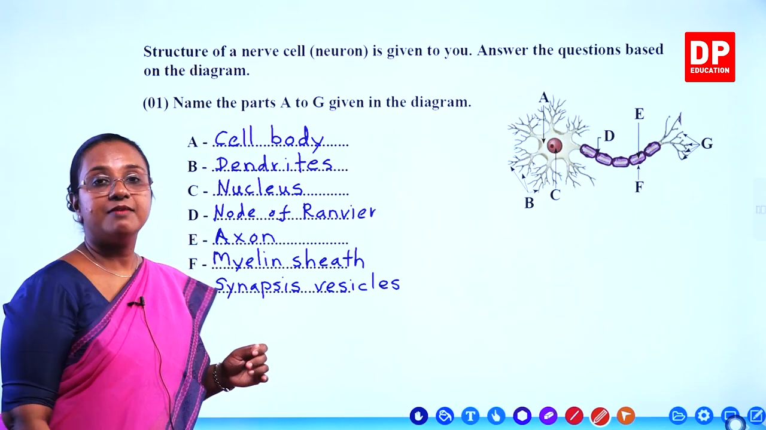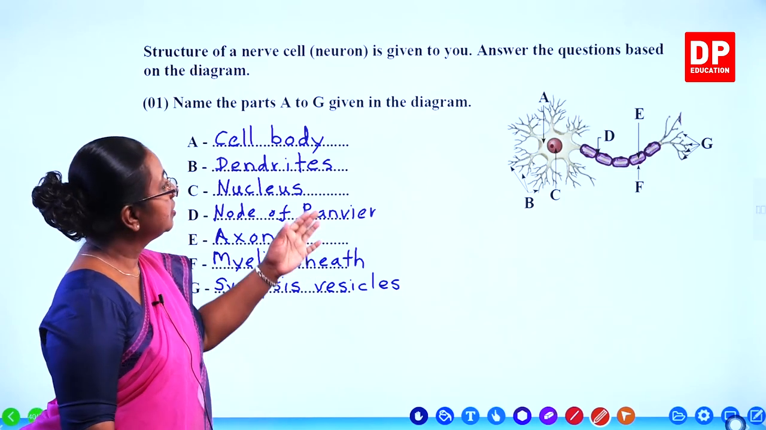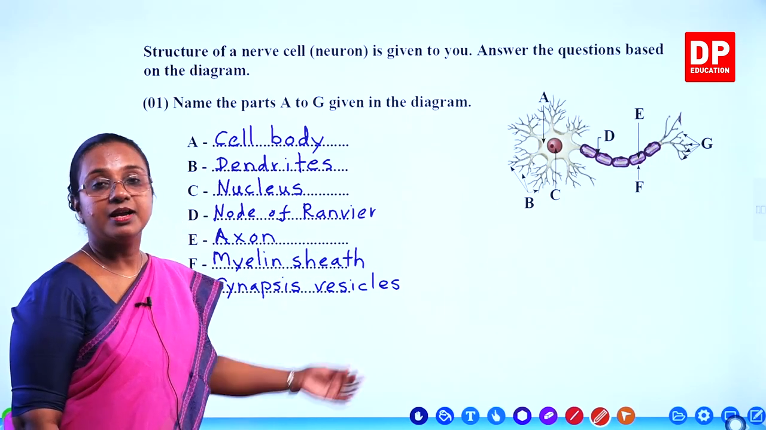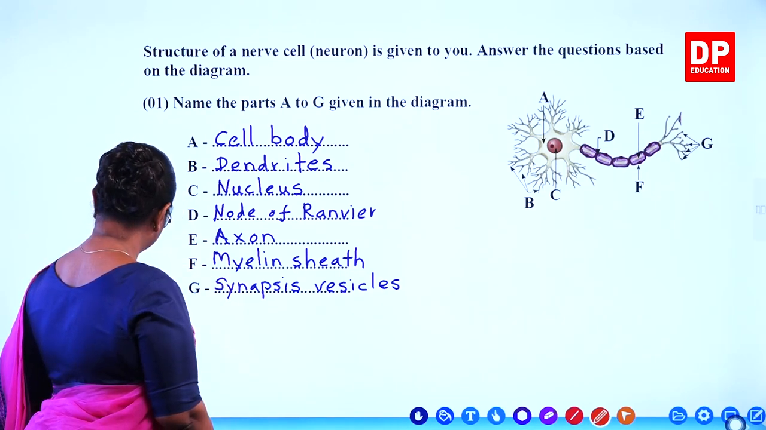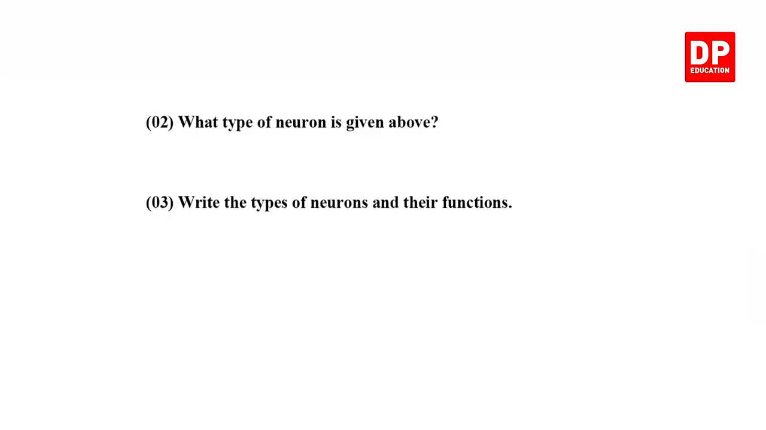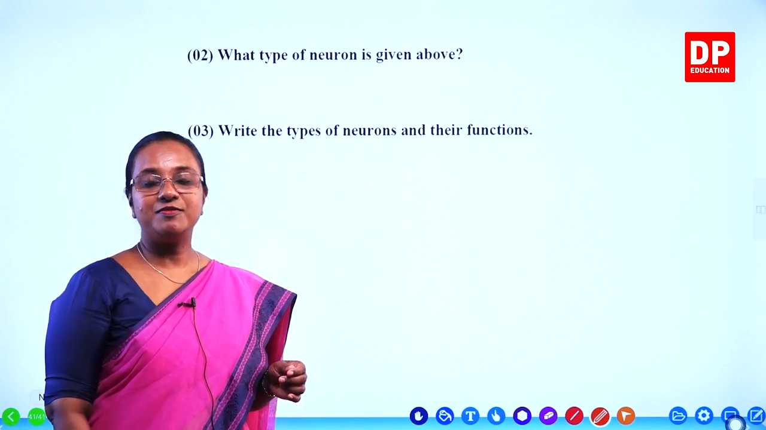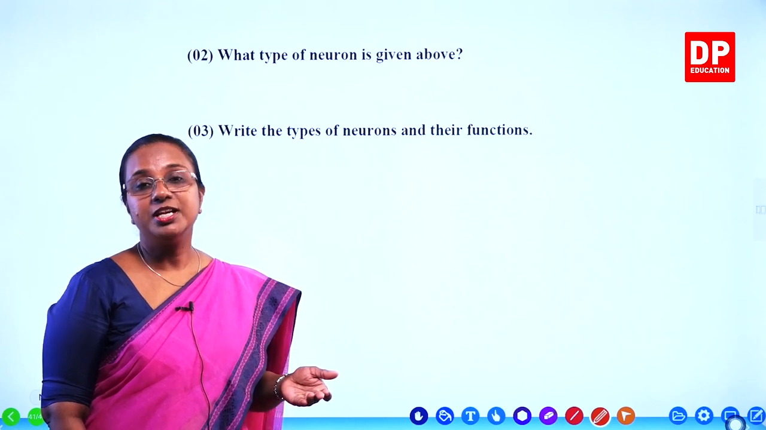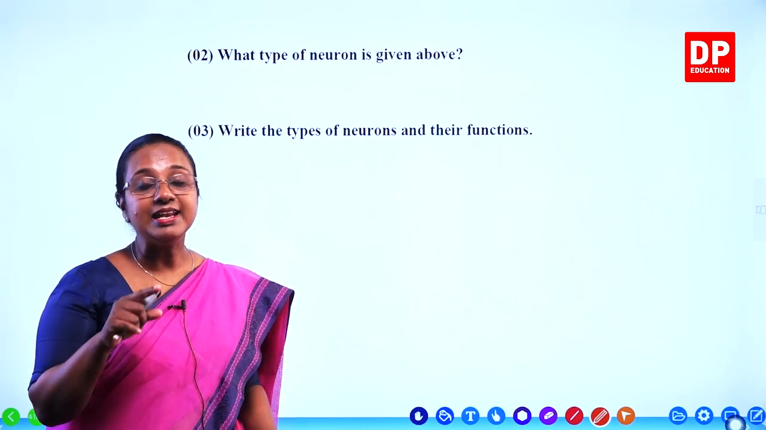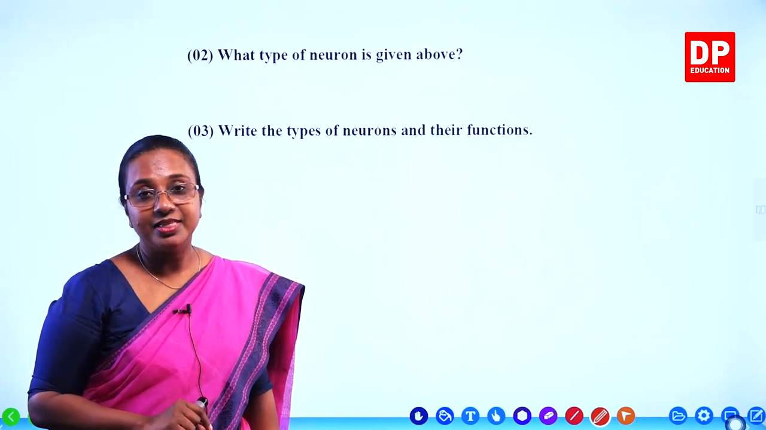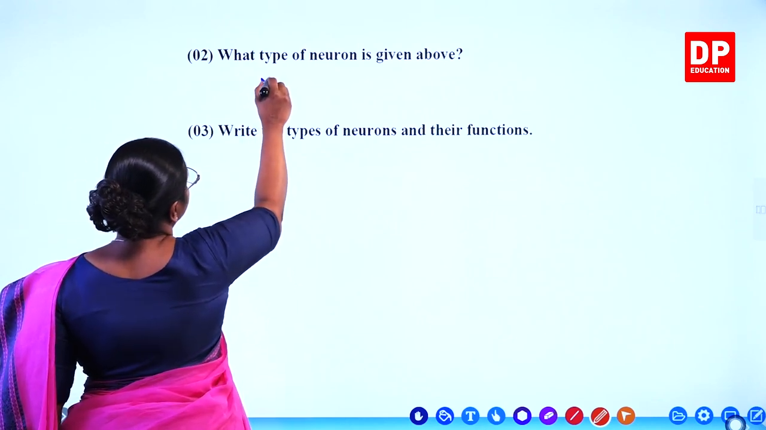So here I have identified all the parts of this neuron. So you all can also identify the type of neuron from the picture. We will move on to the next question. What type of neuron is given above? From the picture, I'm sure you would have identified the type of neuron. It is a motor neuron. How do you identify it? There is a long axon and there is myelin sheath and the node of Ranvier. So here it is motor neuron.